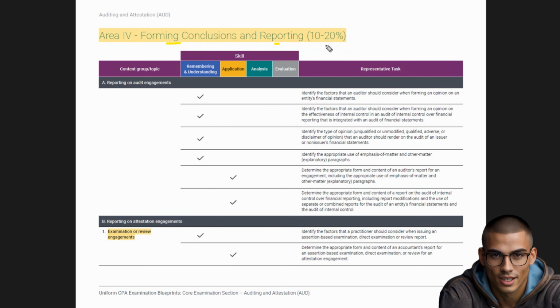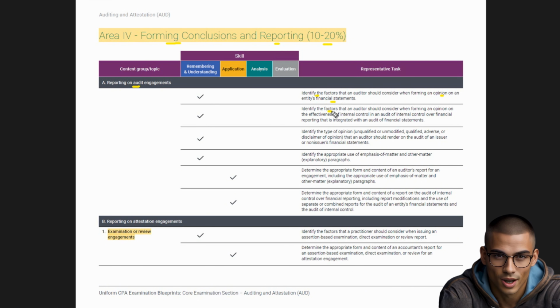Continuing on to Area 4 of the Auditing and Attestation exam, we are looking at forming conclusions and reporting, which is 10 to 20% of the Auditing and Attestation exam. Here we're going to take a look at reporting on audit engagements, where you're going to need to be able to identify the factors that an auditor should consider when forming an opinion on the entity's financial statements.